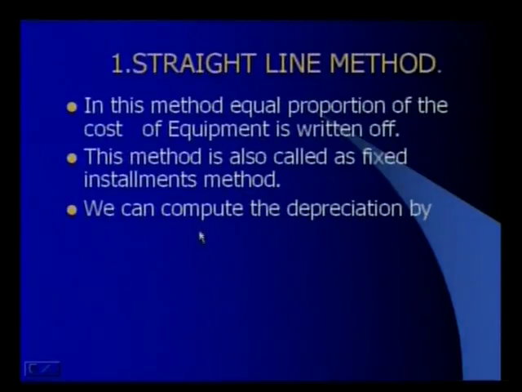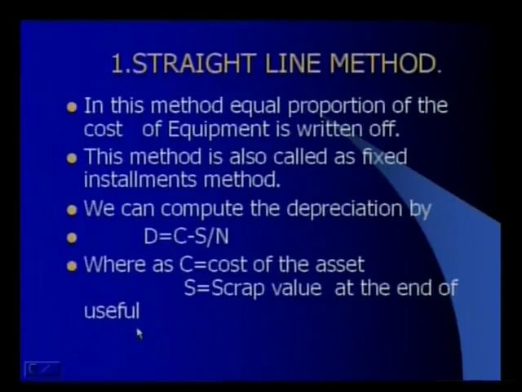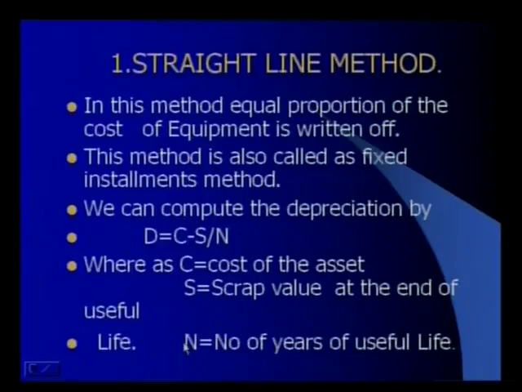We can compute depreciation by using this formula. Depreciation D is equal to C minus S by N, where C is the cost of the asset, S is the scrap value at the end of the useful life, and N is the number of years of useful life. By using this formula, D is equal to C minus S by N, we can calculate the depreciation.